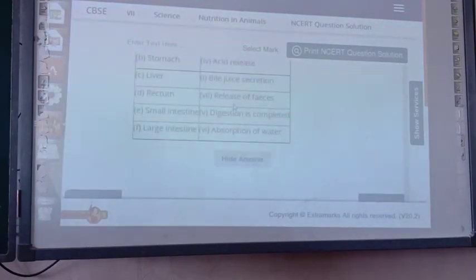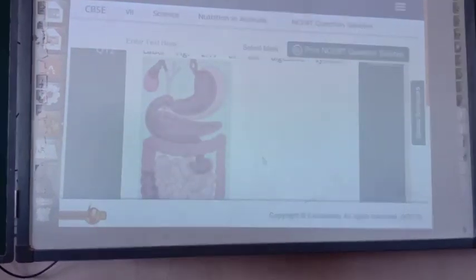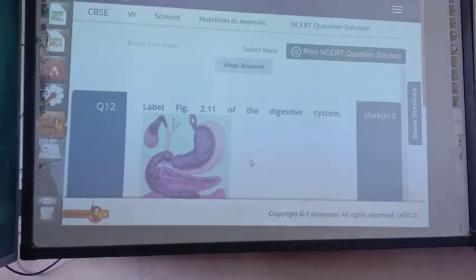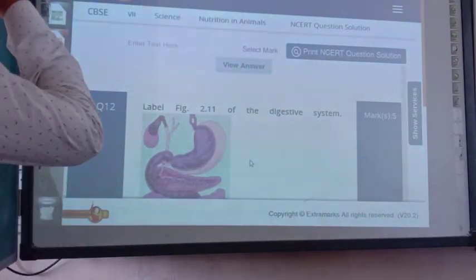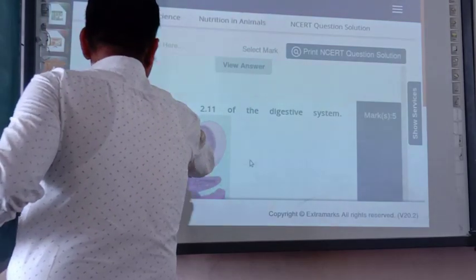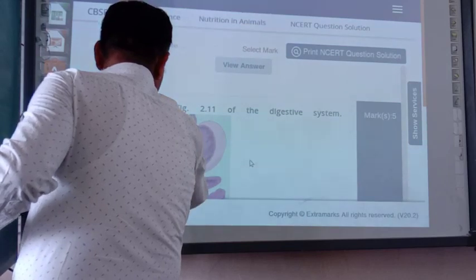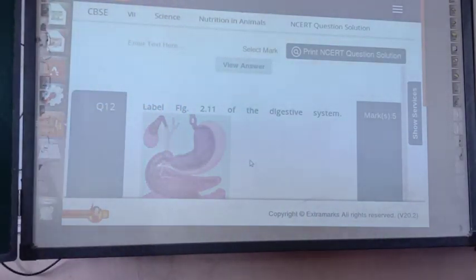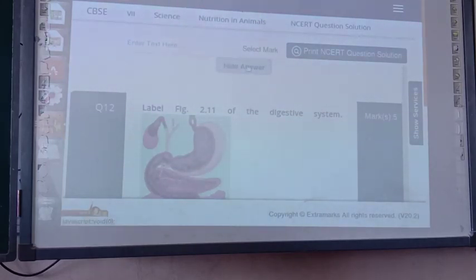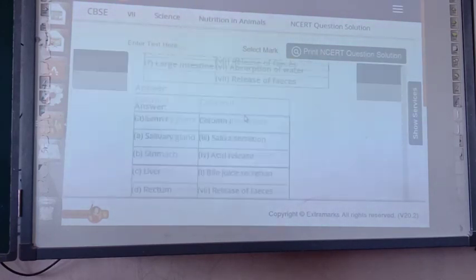Next question is: label figure 2.1 of the digestive system. Label means a diagram is there, and you have to label which part is which. So this is the stomach, this is the liver, what is this one? This area is the pancreas, this is the small intestine. Yes, see this entire structure.